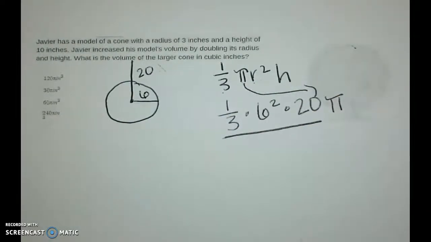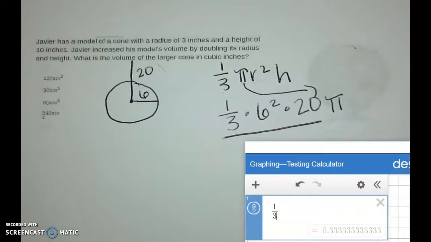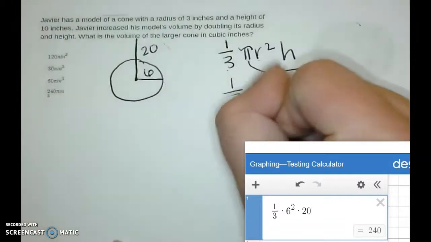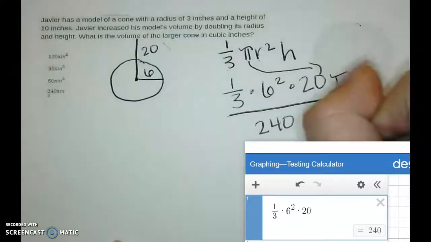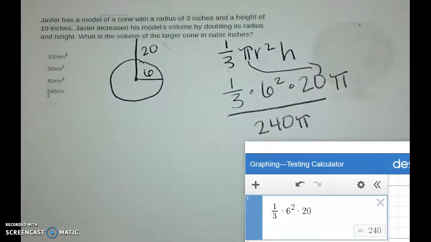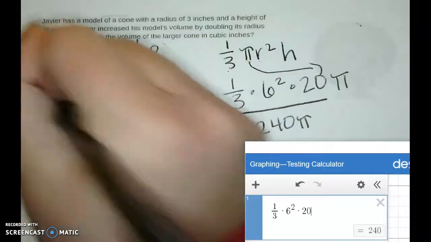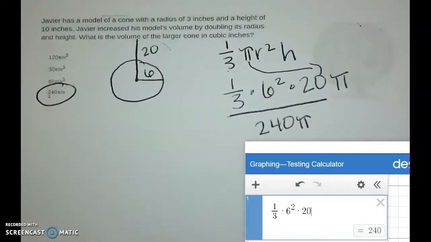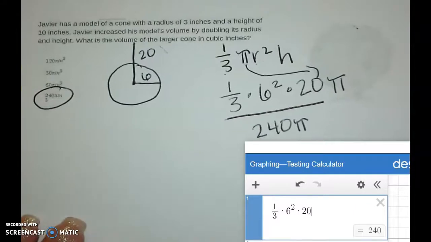Okay? So I've got 1/3 times 6 squared times 20. And I get 240. But it's not just 240, it's 240 times pi, which is this last answer choice right here. All right? Remember, if you have any questions, you can always ask your teacher as well.